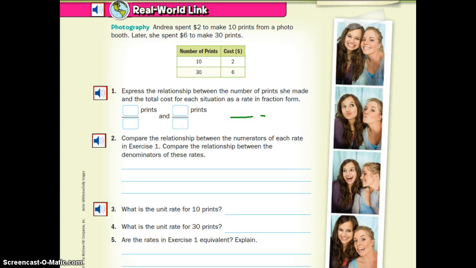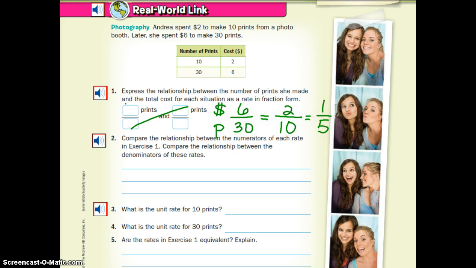I prefer to do a line equal line. And we're talking about money, which I will always put on top, and prints on bottom. So let's see if these equal each other. We have a cost of $6 for 30 prints and $2 for 10 prints. Can I go even lower? If I divide by 2, I have $1 for 5 prints.